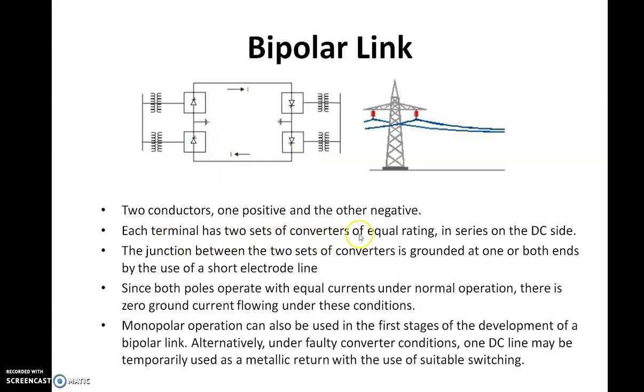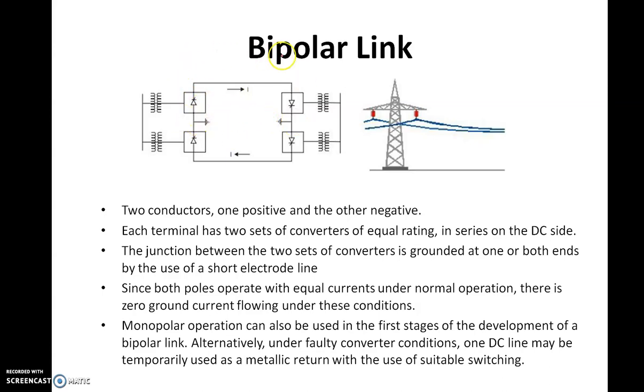Each terminal has two sets of converters of equal rating. So there is one converter here for one conductor, another converter for another conductor. Same thing on the other side. So there are two sides of the transmission line, and on both sides we have two conductors each. Right? The junction between the two sets of converters is grounded at one or both ends. So this junction point where both the converters are meeting is grounded.